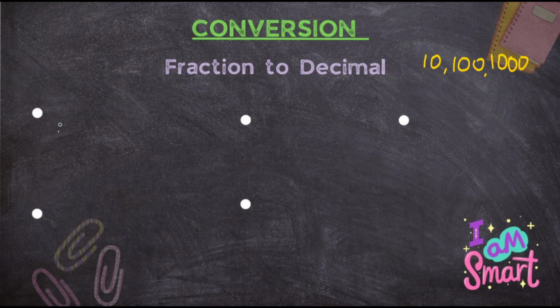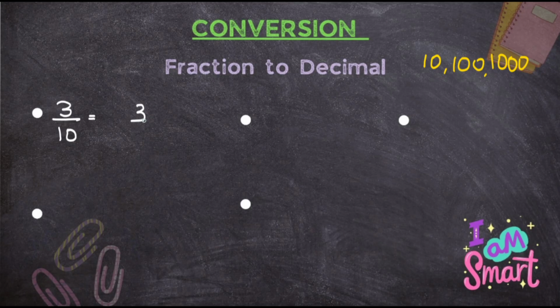I'll take a few examples. So the first example over here is 3 upon 10. Now I have to convert this fraction to a decimal. What to do? Whenever you find this question, you first write whatever number is written in the numerator. Here it is 3, so first write 3. Now go and check the denominator, and count how many zeros are there. So here you can see 1 zero is there.